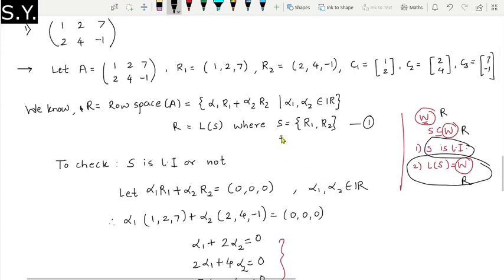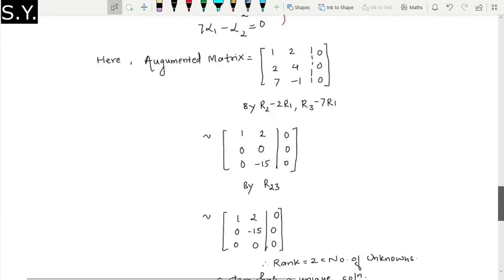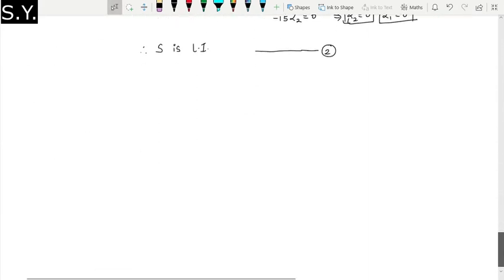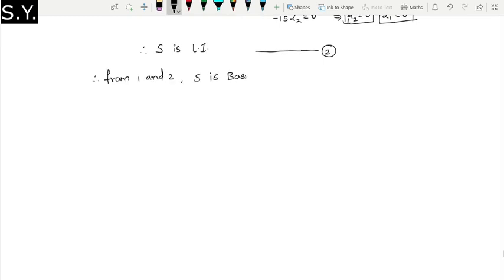Now our row space contains how many vectors? Only 2 vectors. So therefore what will be the dimension of the row space? It is going to be 2, and therefore row rank will be what? 2. So therefore from 1 and 2 S is the basis of R. Therefore dimension of R is equal to 2. That is nothing but row rank of a matrix A is nothing but 2, and that is what we wanted to find.